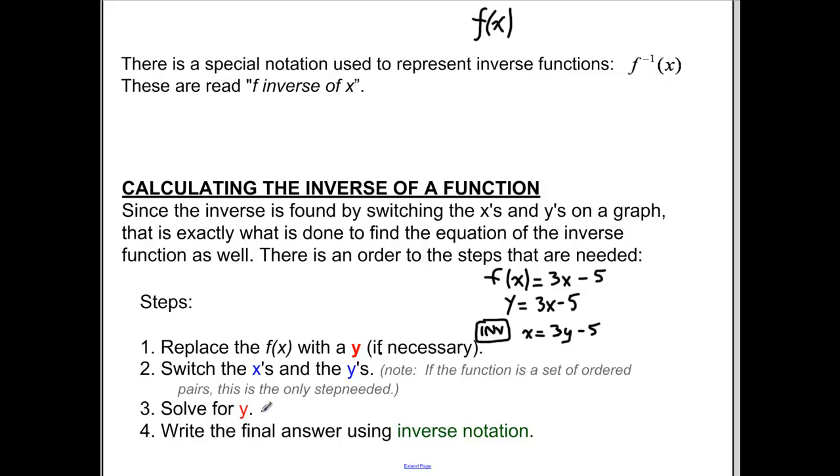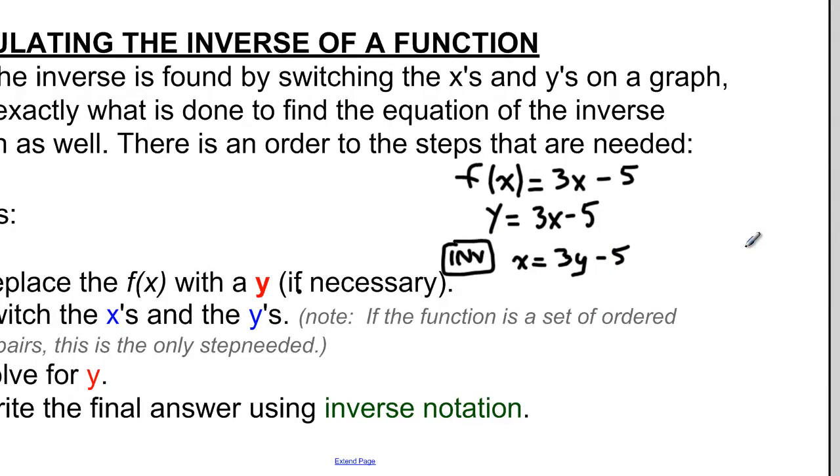Step 3 is now I need to solve for y. Remember, in function notation, we always want f of x equals, or y equals, something. So let's rearrange this equation for y. Our first step is to move the negative 5 over to the other side, so I'm going to get x plus 5 is equal to 3y. And then I'm going to divide by 3. So I'm left with y is equal to x plus 5 divided by 3. And there's our new function.